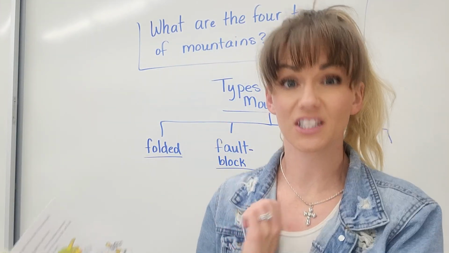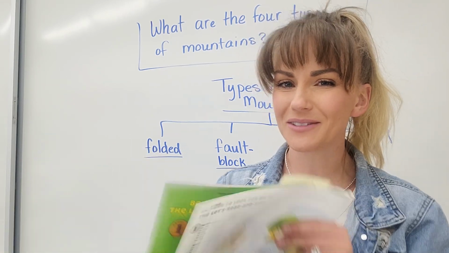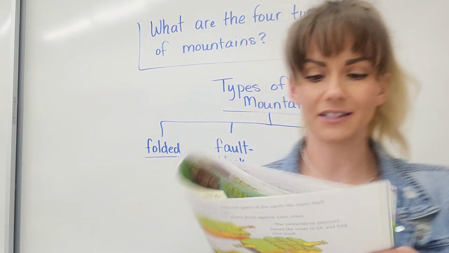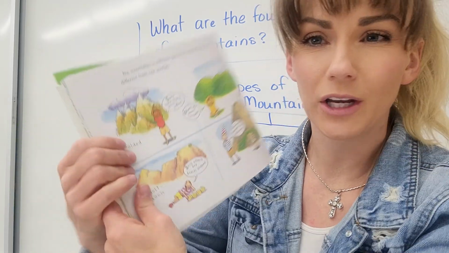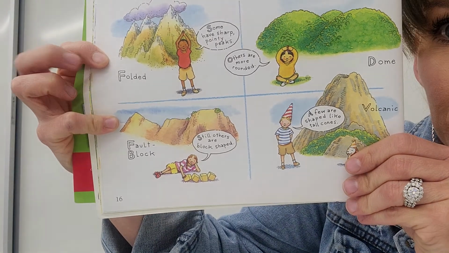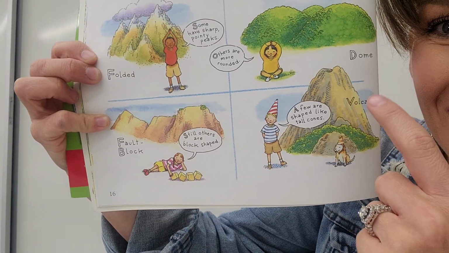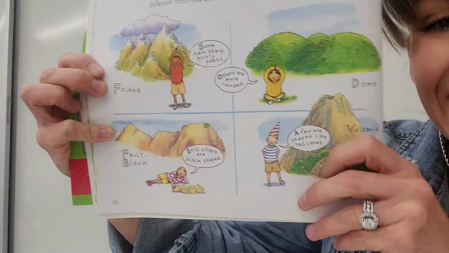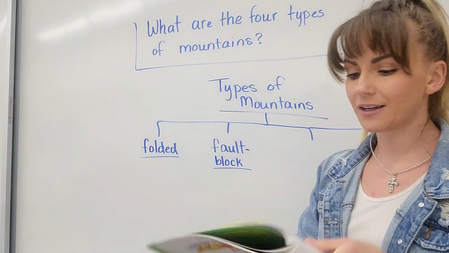Okay, so fault block and folded mountains. We're going to start with folded, but before I read to you about folded mountains, I want you to see how I know that there are 4 types of mountains. It says mountains in different parts of the world look very different from one another. Then it told me the 4 types of mountains: fold, dome, fault block, and volcanic mountains. Which 2 are we working on today? You can see that from our tree map. We have folded and fault block.